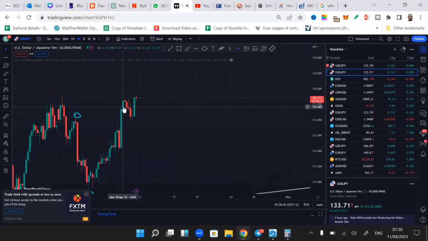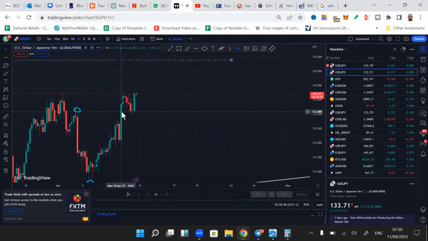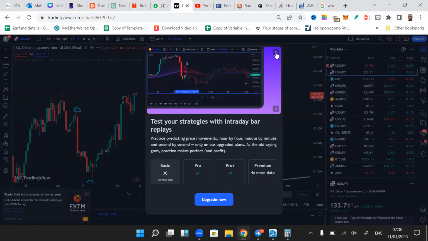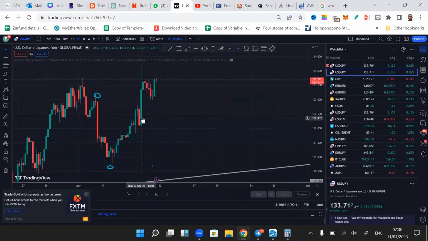Now let's first of all look at this area. Okay, I'm not able to do this because I need to upgrade. So let's leave that. Now, where this massive candle is, this impulse candle, please mute yourself, thank you. So where this impulse candle is, let's ignore that part now.